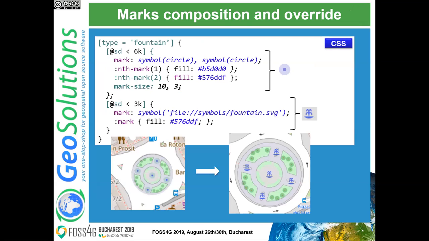Here is another example out of OSM. You have public fountains. At one zoom level, you wanted to have a simple double circle symbol. And when you're zoomed in enough, you want to switch to an actual SVG depicting the fountain. This can be done in CSS in this way. I have two rules. If the type is fountain and the scale denominator is less than 6K, then I'm going to use two circles with different colors and with different sizes. So we basically use the comma in a property to say, please paint another symbolizer on top of the previous, and I'm going to give you all the specifics as parallel arrays. When we switch to less than 3K, then it's going to do something completely different and use the fountain.svg with a particular fill color, a particular blue shade.